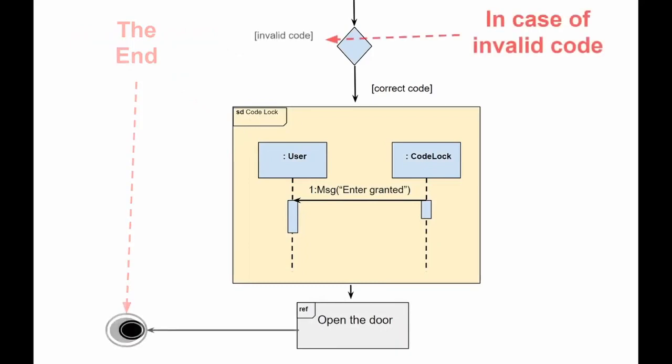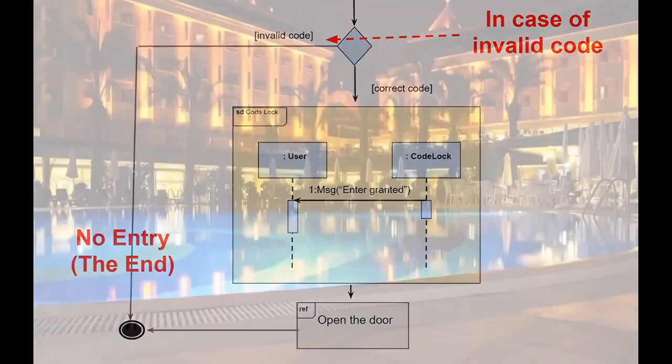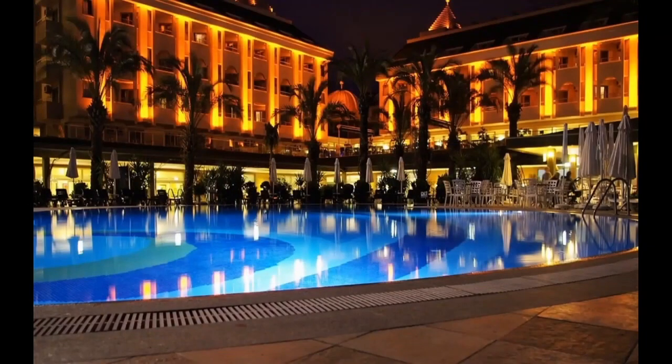But if the code was entered incorrectly, nothing will happen. However, we'll also be redirected to the activity final node. And here is a simple hotel room reservation scheme. However, this time we utilize only the interaction use nodes to provide a high level of abstraction.